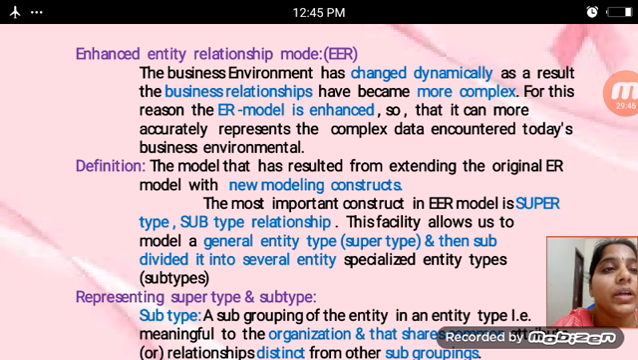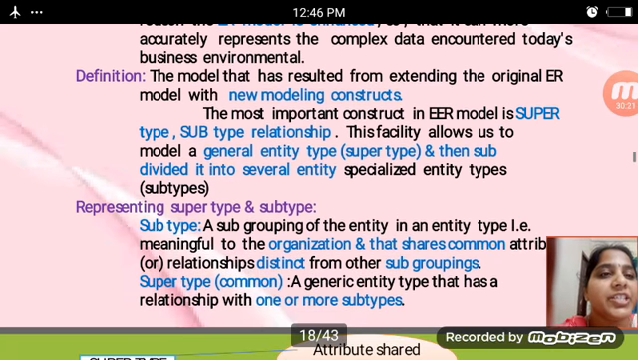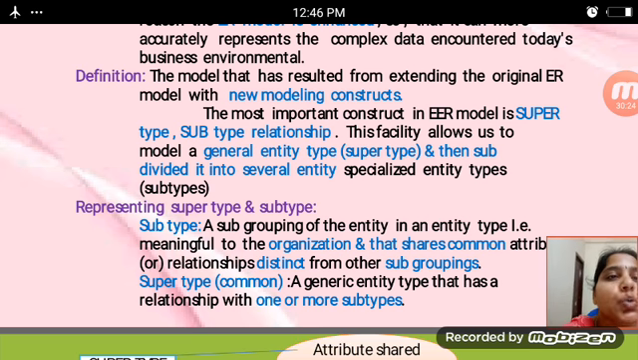When we extend the original ER model, we introduce new modeling constructs. The most important construct in the EER model is the supertype-subtype relationship. This facility allows us to model a general entity type and then divide it into several subtypes, specialized entity types. One by one I will discuss supertype and subtype relationships, general entities, and generalization entity types.